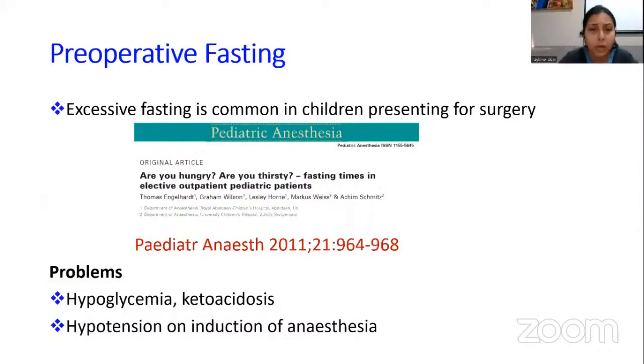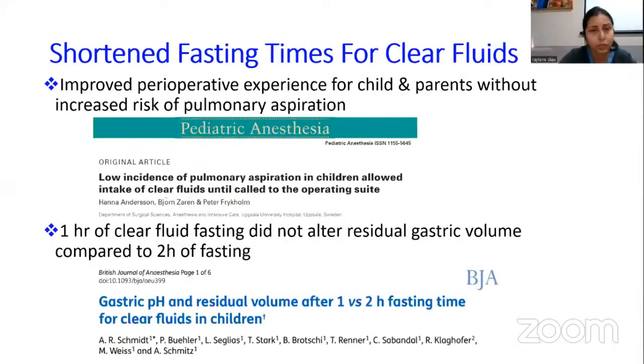Now, this was a paper published in Pediatric Anesthesia, where the authors studied fasting times in children who were posted for elective outpatient procedures like short dental procedures, where the practitioners were aware of the 6-4-2 rule. In spite of that, they found that the fasting times were as high as 12 to 14 hours for liquids, and on an average around 7 to 8 hours. So what are the problems with this? This can cause hypoglycemia, ketoacidosis, hypotension on induction of anesthesia, and it decreases the satisfaction of the parents and the overall anesthetic experience of the child.